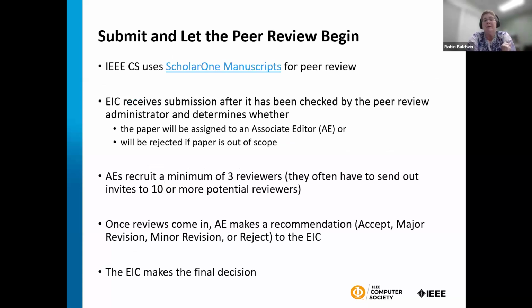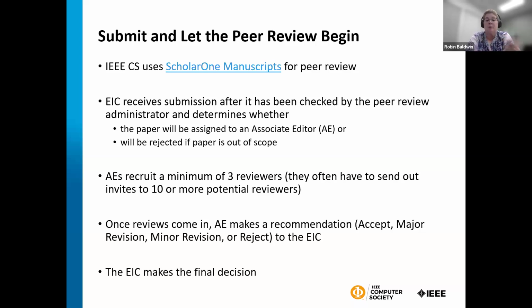Now you've written your paper, you want to submit your paper. IEEE uses ScholarOne Manuscripts for the peer review system. And just a high-level overview of what happens after you hit that submit button. The EIC, who's the editor-in-chief, receives the submission after it has been checked by the peer review administrator and determines whether the paper will be assigned to an associate editor, or if it will be rejected if the paper is out of scope, as I've mentioned before.